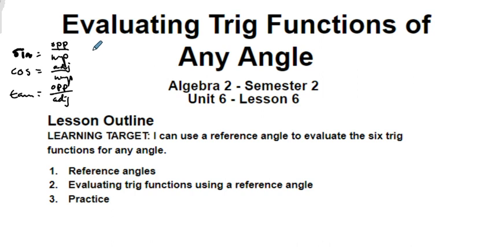And then your remaining 3 functions are basically your reciprocal functions. Cosecant is what you get when you take sine and you flip it, so it's hypotenuse over opposite. Secant is what you get when you take cosine and flip it, so it's hypotenuse over adjacent. And then cotangent is an easier one to remember, which is adjacent over opposite. Cotangent's easy because it sounds like tangent.